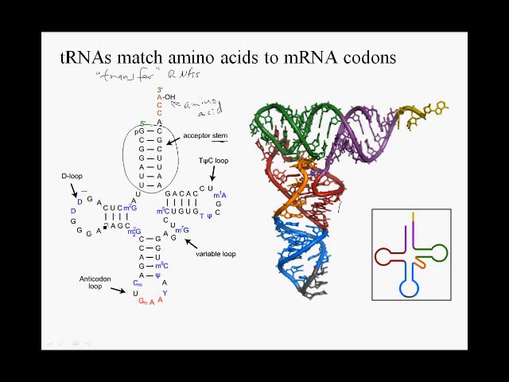This loop is a sequence of bases that's not paired. The middle of these loops is called the anticodon loop, and these 3 bases form the anticodon. The anticodon is complementary to the codon on the messenger RNA. This is what the folded tRNA looks like in a more 3-dimensional view. And again, here is where the acceptor stem is and where the amino acid is attached.